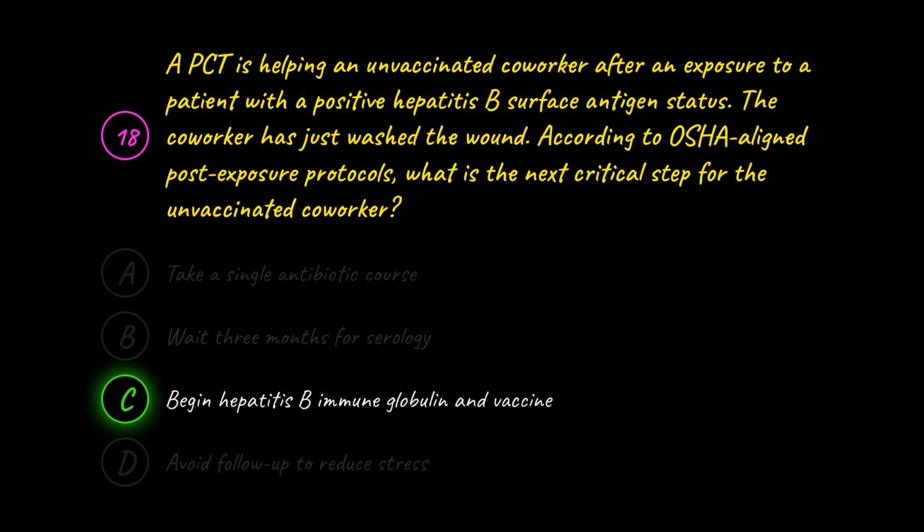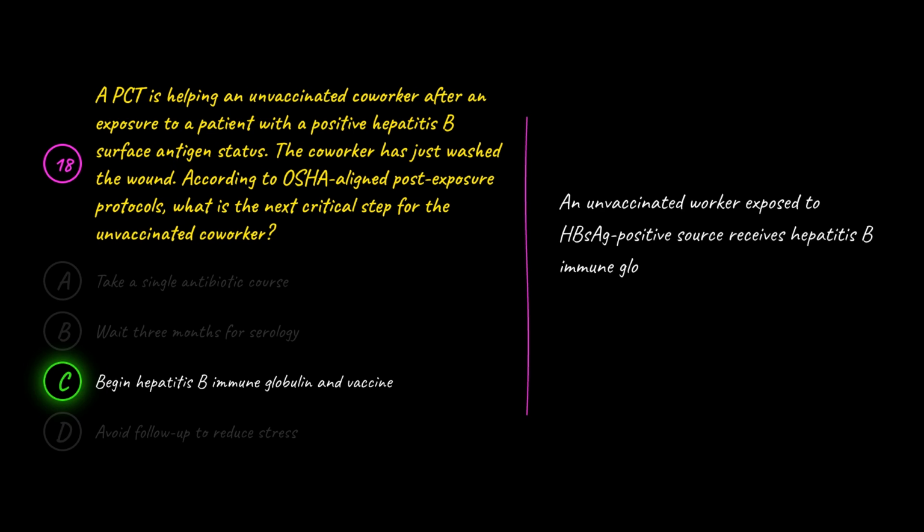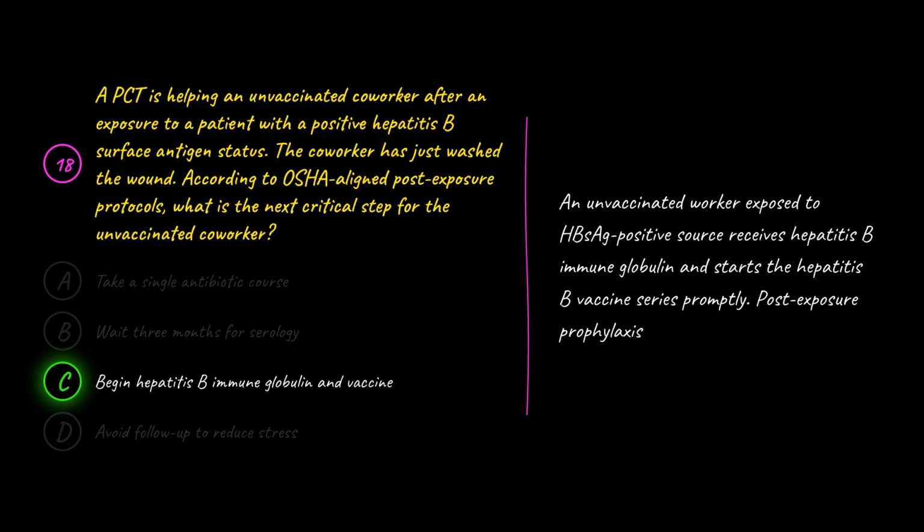The correct answer is C. Begin hepatitis B immune globulin and vaccine. C is correct because an unvaccinated worker exposed to an HBsAg-positive source receives hepatitis B immune globulin and starts the hepatitis B vaccine series promptly. Post-exposure prophylaxis is most effective when started within 24 hours of exposure.